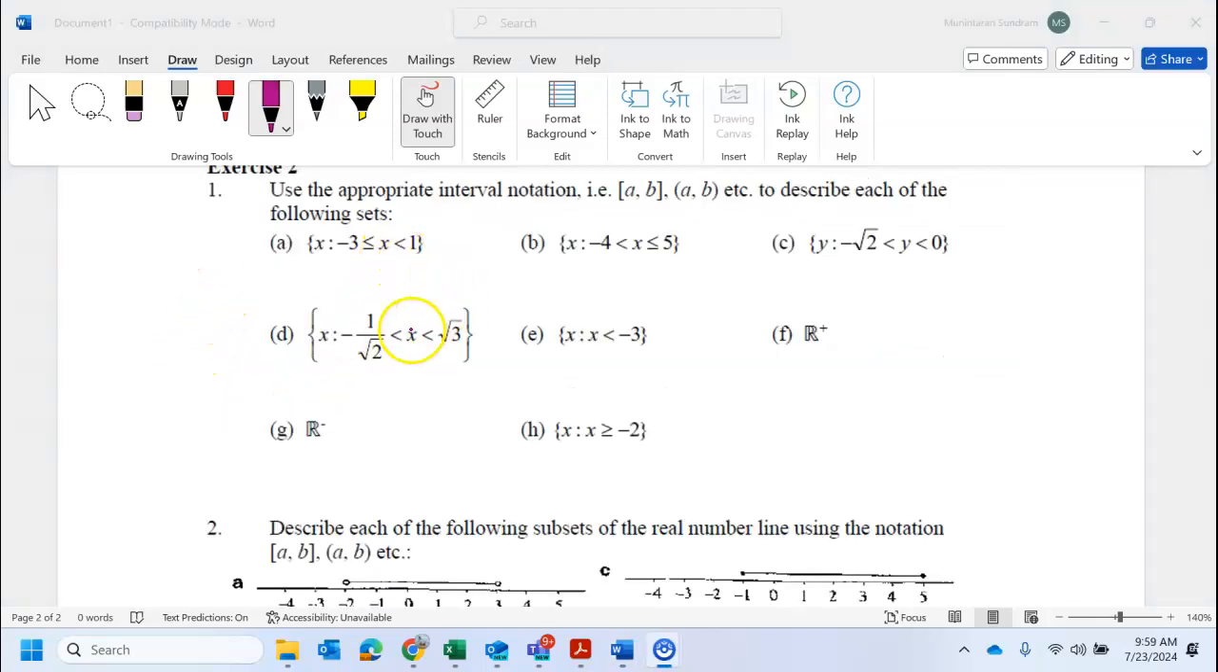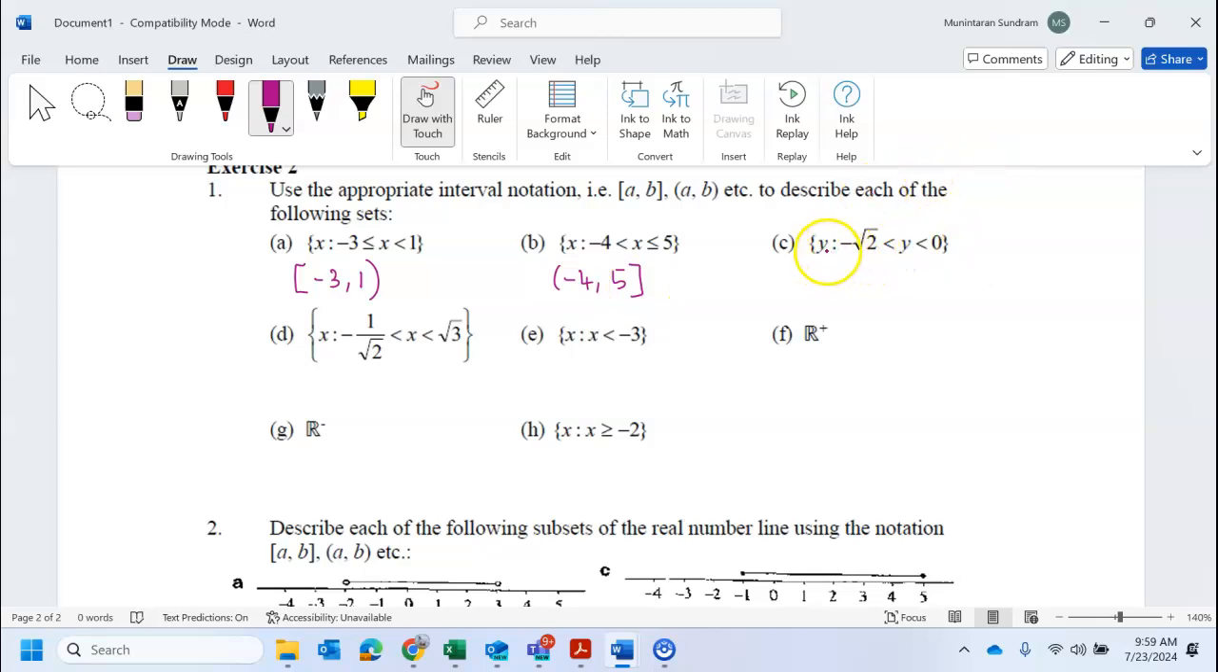Exercise 2, we needed to write in interval notation, so that means you must use the brackets, either the curve or the square bracket. So in this case -3 inclusive, 1 is not inclusive, so there should be square bracket -3 comma 1 curve bracket, close bracket, open bracket. B, -4 should be non-inclusive, -4 comma 5 is inclusive.